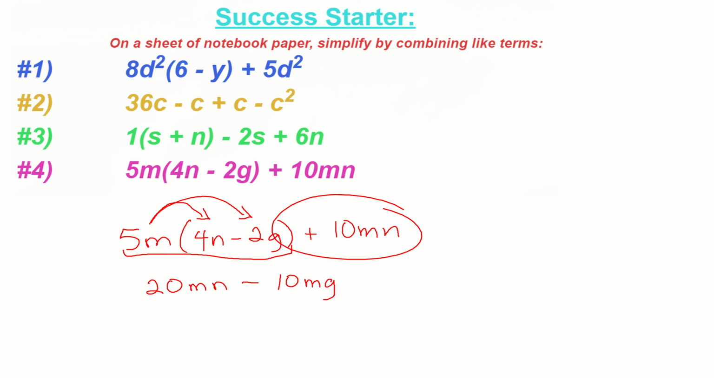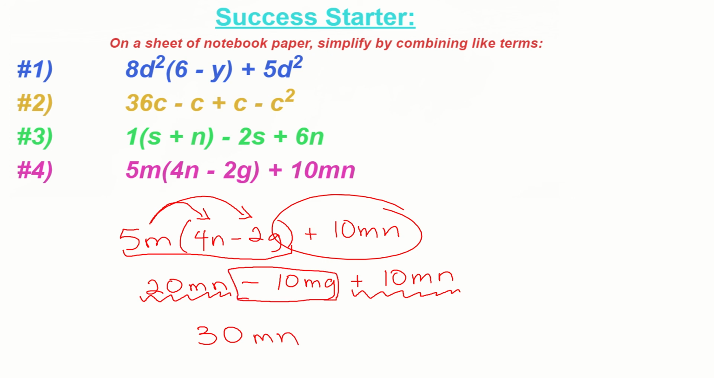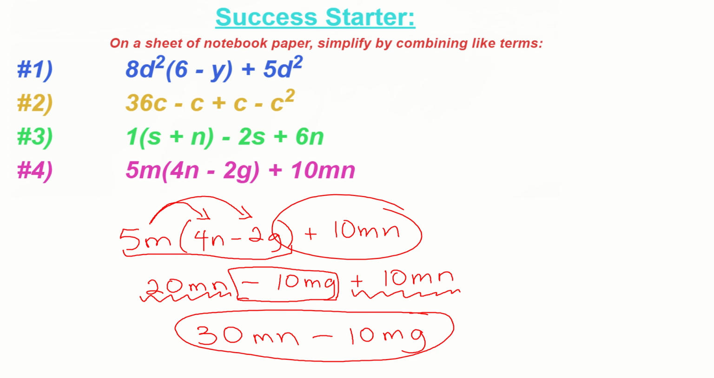So now I'm going to bring down this plus 10MN. So now I'm going to combine like terms. I'm going to identify them first. I have a 20MN for my first term, and this MG doesn't match, but this plus 10MN does. So if I have 20 of the MNs and I add 10 more, I have 30 MNs. And notice that this minus MG doesn't have a term like it. So I'm just dropping it into my final summary. So my answer here is 30MN minus 10MG. All right, guys, that's your success starter.